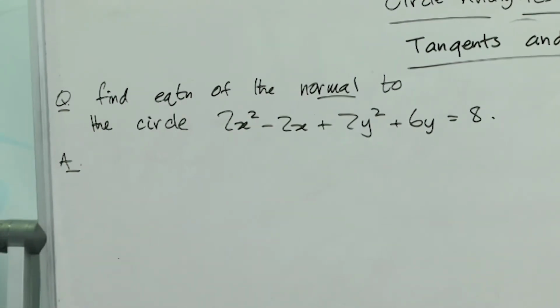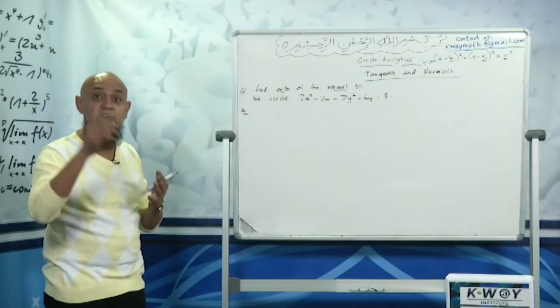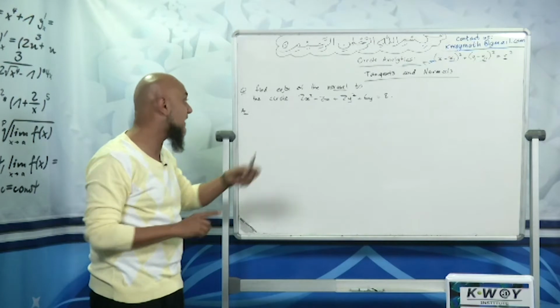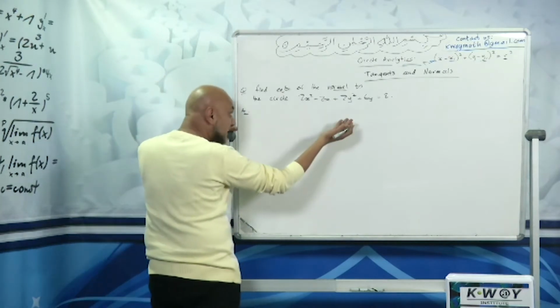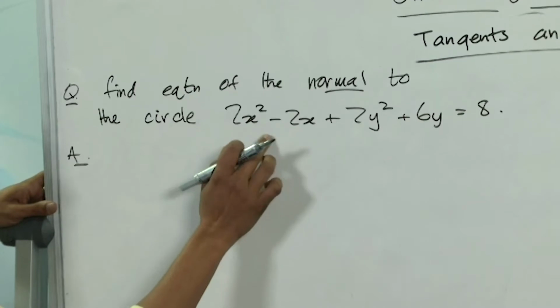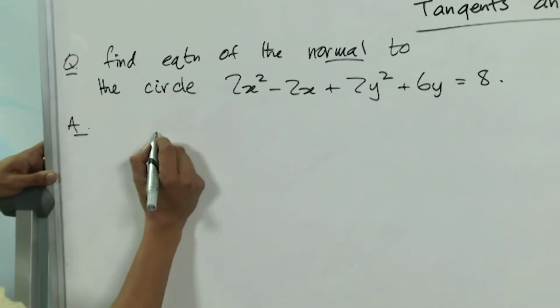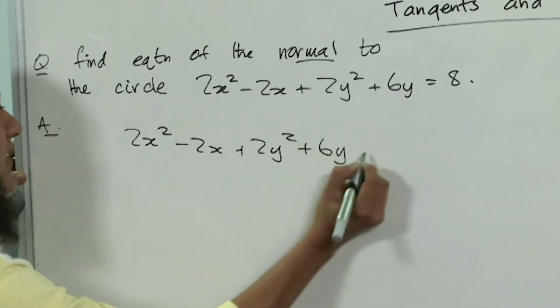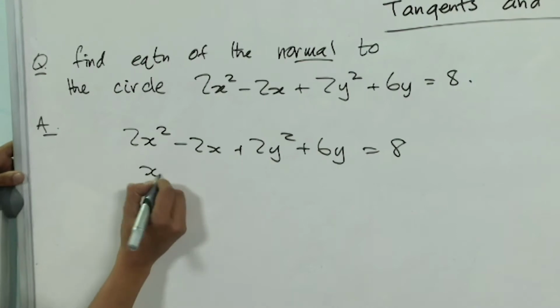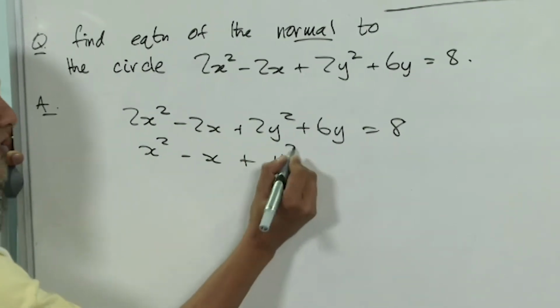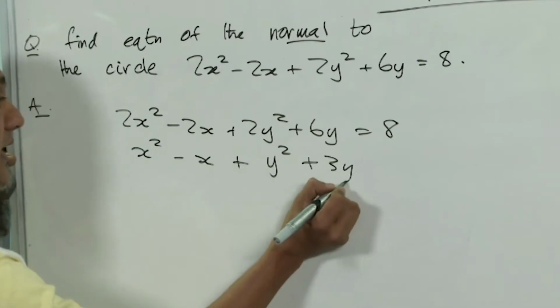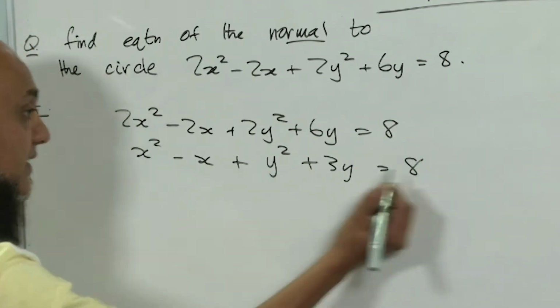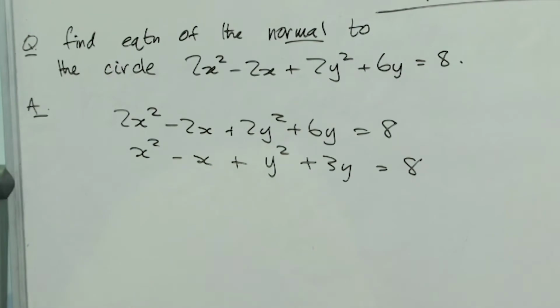Find the equation of the normal to the circle 2x squared minus 2x plus 2y squared plus 6y is equal to 8. What did I say? To find the equation, the first thing we need to do is find the coordinates of the center of the circle and the radius. So obviously, we know that there's a circle. We don't know exactly what the coordinates are, but we are about to find that out. So put this into standard form. 2x squared minus 2x plus 2y squared plus 6y is equal to 8. Divide by 2. So you're going to have x squared minus x plus y squared plus 3y is equal to 8.